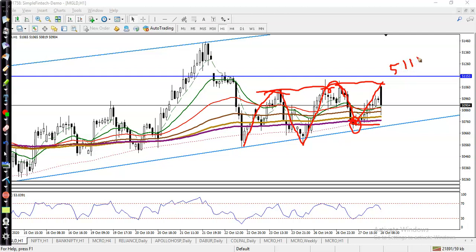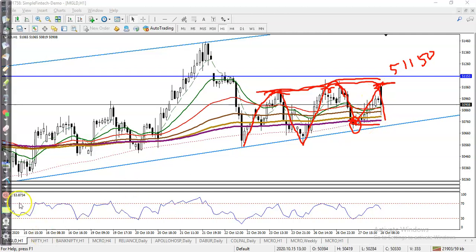But remember, we are looking for buy above 51,100. Sorry, 150. Yeah, so we are looking for buying, but we closed our position somewhere here because price was rejecting again and again. So that is why we closed our position. And I can see price again pulled back to this level. We are looking for buy again.